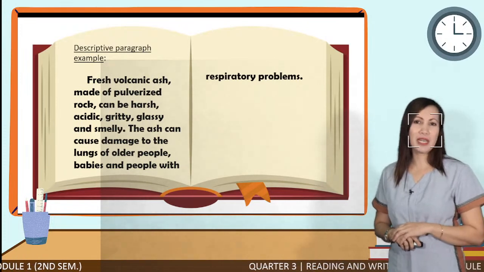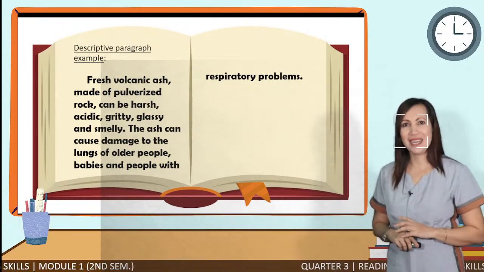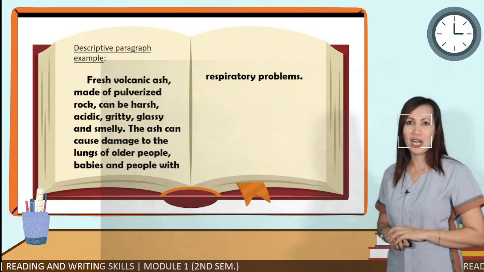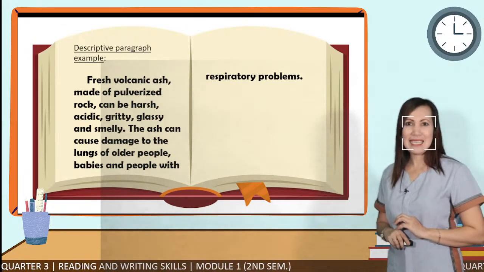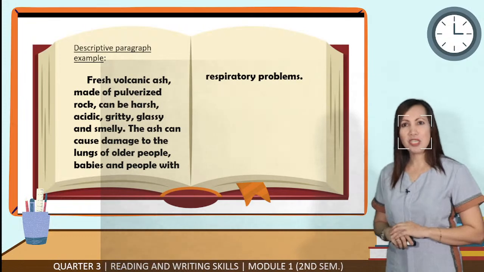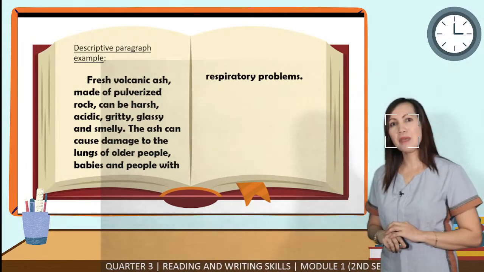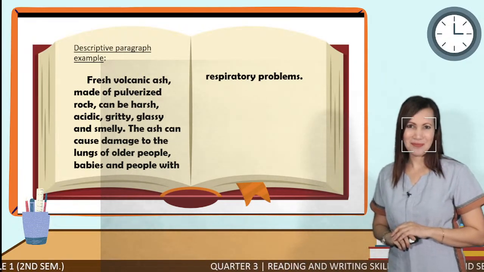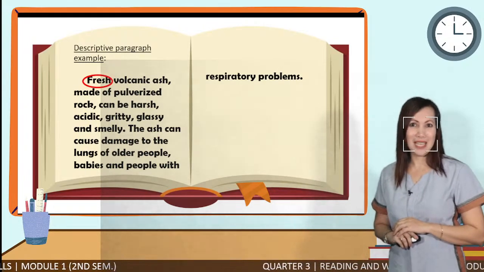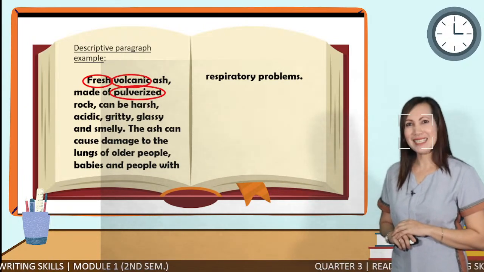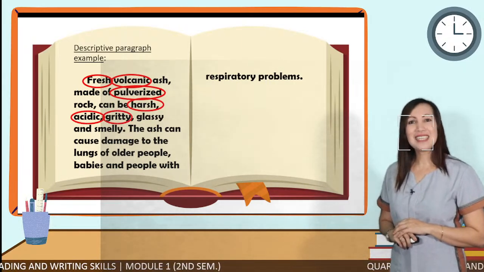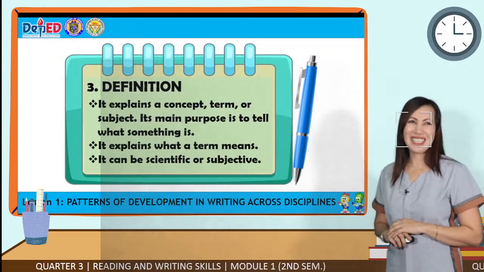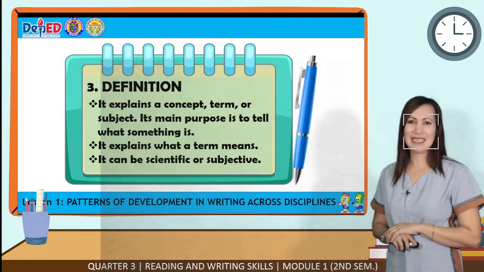This is an example of a descriptive paragraph. Actually, you've learned this one in your Science 10 about volcanic eruptions. Okay, so fresh volcanic ash made of pulverized rock can be harsh, acidic, gritty, glassy, and smelly. The ash can cause damage to the lungs of older people, babies, and people with respiratory problems. Can you spot the descriptive details? I know you can do it. So we have fresh, volcanic, pulverized, harsh, acidic, gritty, glassy, smelly, older. Okay, so that's it. Those are the descriptive details used in the paragraph.